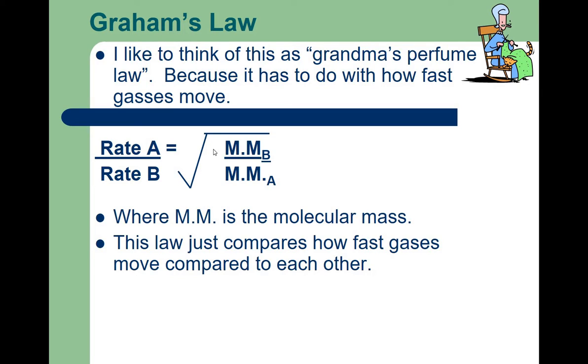So the MM here is the molecular mass, and it's opposite. The rate of A divided by the rate of B is equal to the square root of the molecular mass of B divided by the molecular mass of A. It just compares how fast molecules move relative to each other. We're actually going to be doing this in lab, comparing two different molecules and how fast they move compared to each other. So for Graham's law, think of Grandma's perfume. That's how I remember it. We've got Graham's law written down.